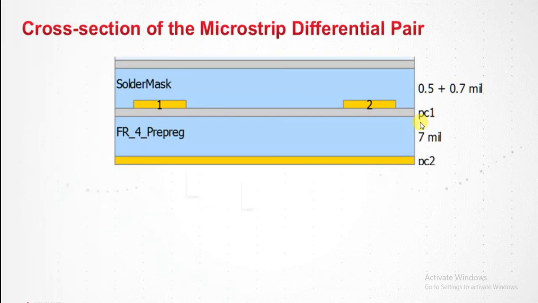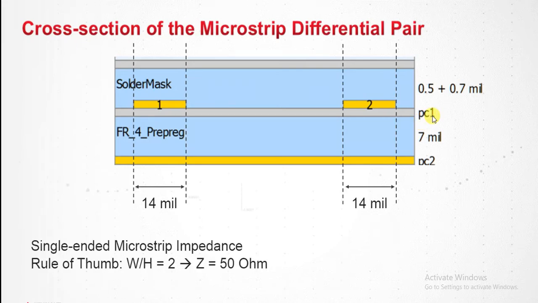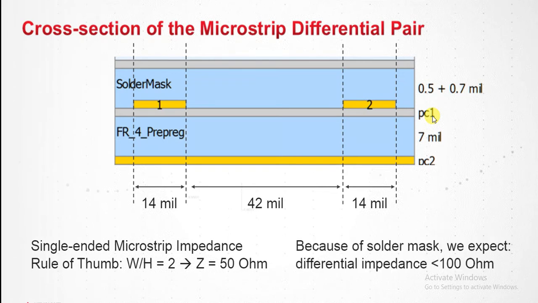Here's a cross-section of the first section, the microstrip differential pair. I've outlined the width of the trace, and they're about 14 mils. Given the rule of thumb, if we look at it single-endedly, the width is 14 mils and the substrate height is 7 mils. We would expect in an FR4 environment the impedance is about 50 ohms. But now since we're a differential pair, and they are far enough apart, we can just multiply by 2. Now the tricky part is we have solder mask on top. That means it's going to lower the impedance a little bit. So here we'll expect the differential impedance of this cross-section to be a little less than 100 ohms.